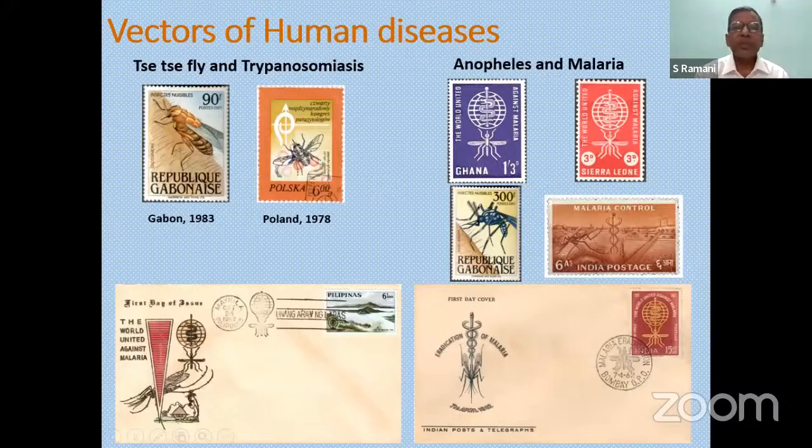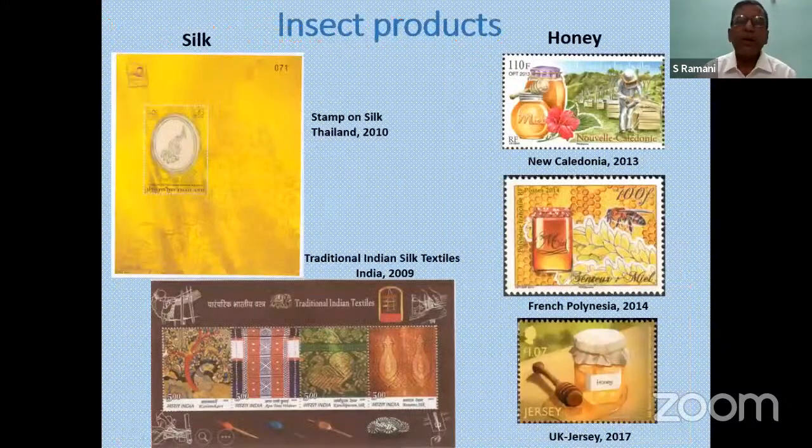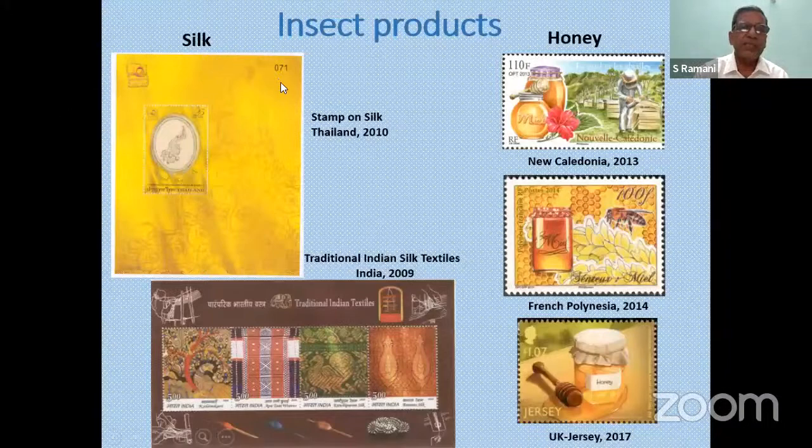If you look at the insect products that have come out, this is a very beautiful sample of a stamp produced in silk. This stamp itself is completely on silk, and Thailand produced this particular stamp. Traditional silk, which is produced from Bombyx mori, is represented in these Indian stamps from different geographical areas, Banaras, Kanchipuram, etc. If you look at honey, a lot of stamps have come out on honey, their uses, how they are extracted, a lot of information. So these are some stamps that have come out on honey.